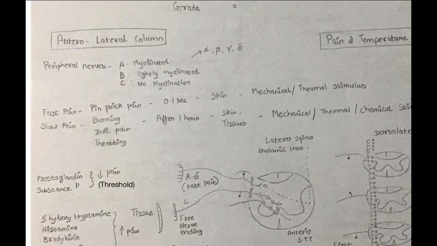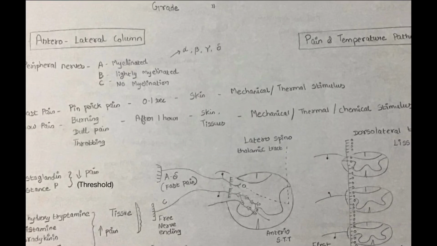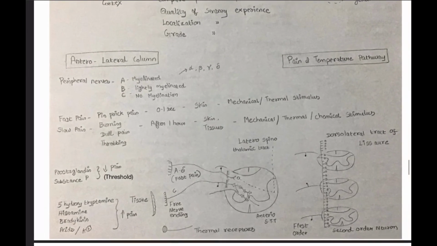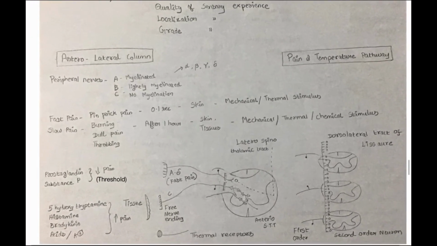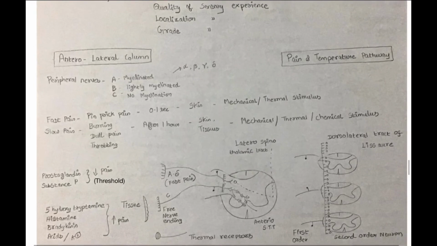So in slow pain, it has mechanical stimulus, thermal stimulus, and chemical stimulus. So what is this chemical stimulus? For example, let us go to the mechanism of pain, how this pain is coming in your body.